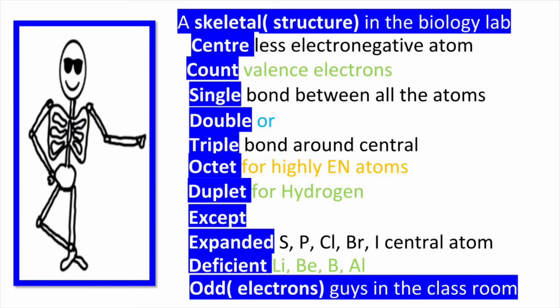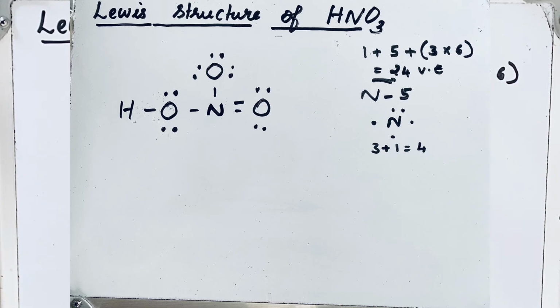So let us see that mnemonic once again: a skeletal structure in the biology lab center. Count single, double, triple, octet, duplet, except expanded, deficient, odd guys in the classroom. Students, you remember this mnemonic. You can solve any kind of Lewis structure very easily.